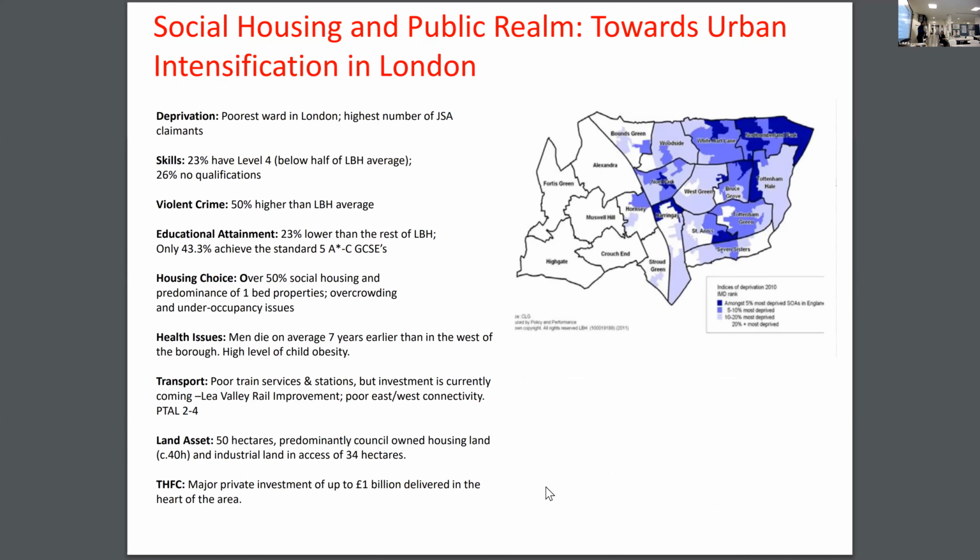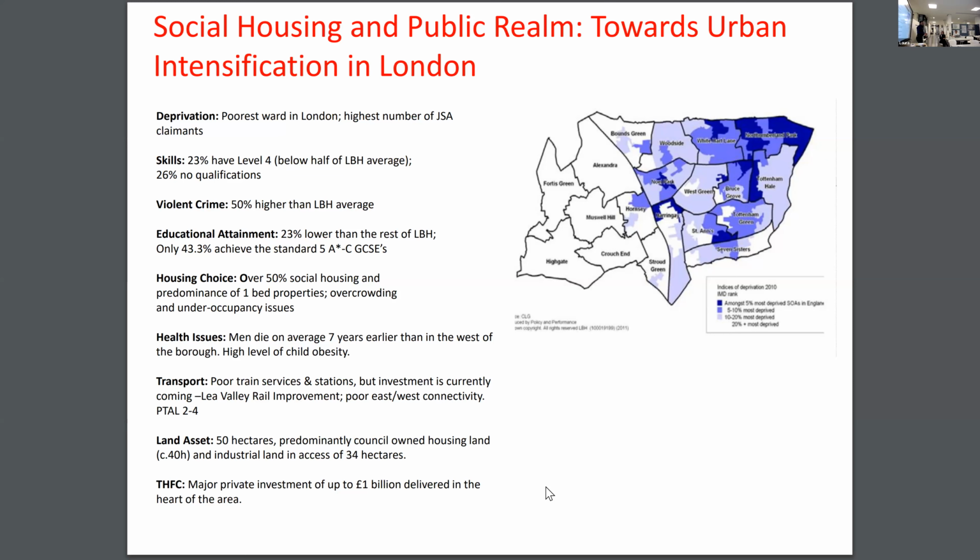It's got severe deprivation. This is London Borough of Haringey, and this is Northumberland Park ward. Look at it. It's the most deprived ward. There are the highest number of job seekers and benefit claimants, and then there's 50% higher crime levels. Educational standards are very low, and for housing choice, over 50% are one-bed homes. And then health issues: men die 7 years earlier than the rest of the borough. So these are real issues.